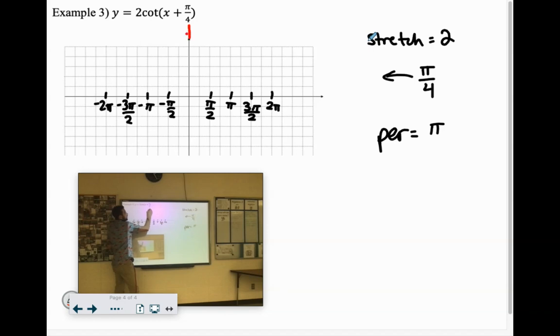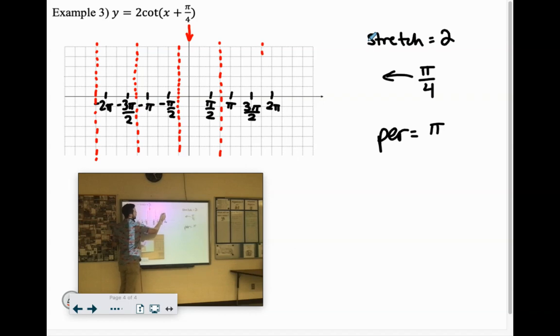So the asymptote that was at 0 is now going to be at negative pi over 4. And that will repeat every pi because that is our period. So that's 4 spaces on our graph. And that'll go positive as well. So those are all our asymptotes.